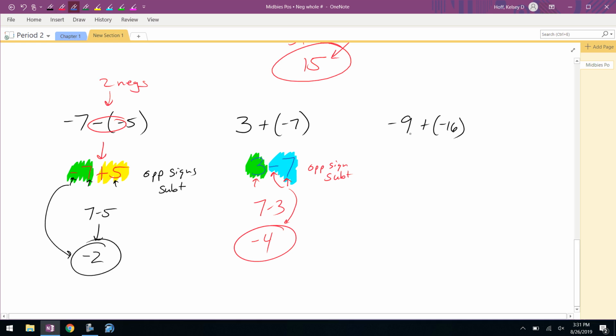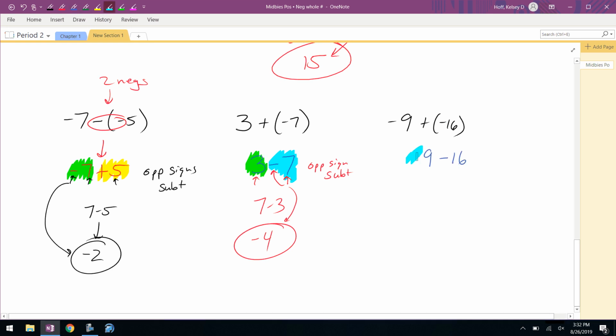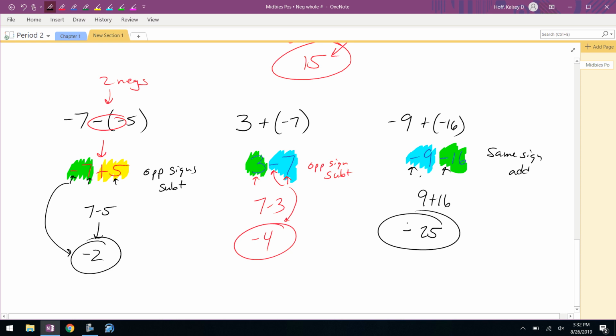The one on the very end, negative 9 plus negative 16. I don't want to add a negative, so I am going to write that as subtracting 16. Now I have negative 9 and negative 16. This one changes a little bit. They have the same sign, which means we need to add them together. 9 plus 16 is 25. Both of these are negative, therefore your answer is negative.